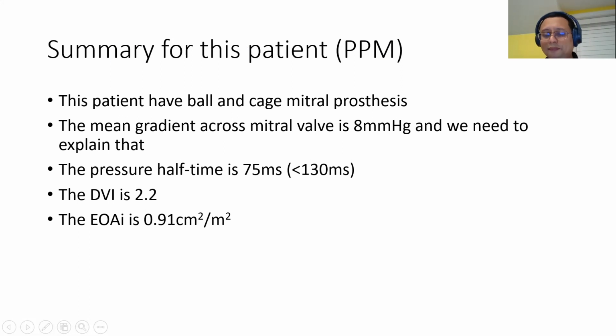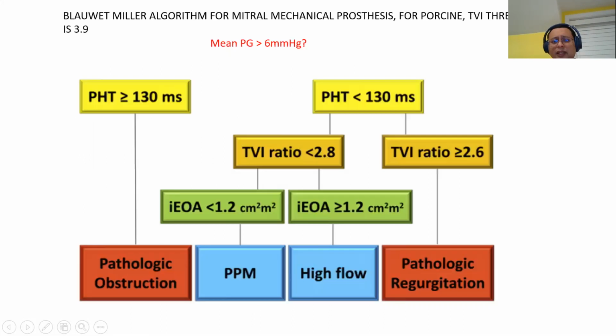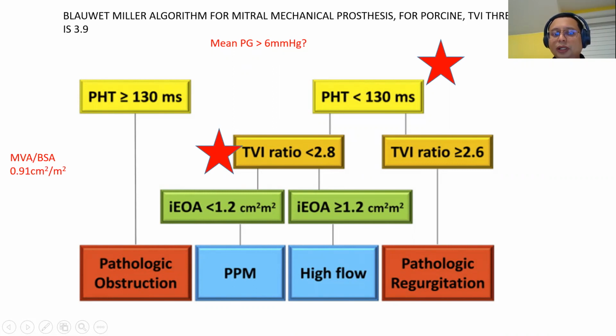This is 0.91. Now, if you were to plug into the Blauet Miller algorithm, you can see that this patient has mean gradient that is more than 6. However, you can see that the pressure half time is less than 130 milliseconds. If you look at dimensionless index, it is 2.2. So that is where we go. And when we look at the effective orifice area, it is 0.91 centimeters squared per meter squared. So this is a patient with mitral valve having patient prosthetic mismatch. So I've shown you a normal valve, and I also showed you patient prosthetic mismatch for mitral valve.